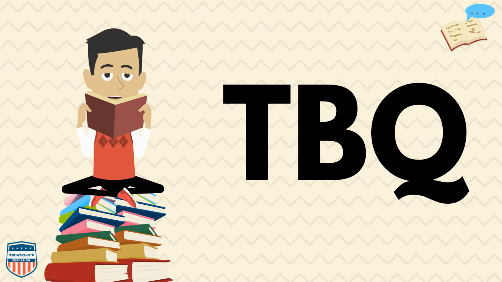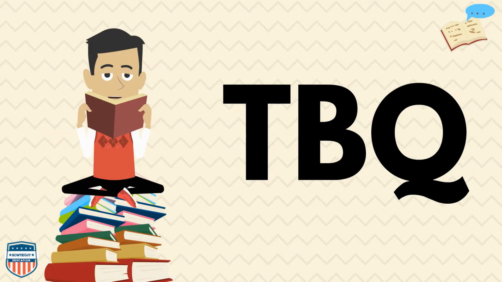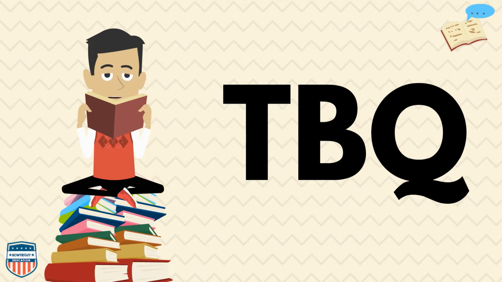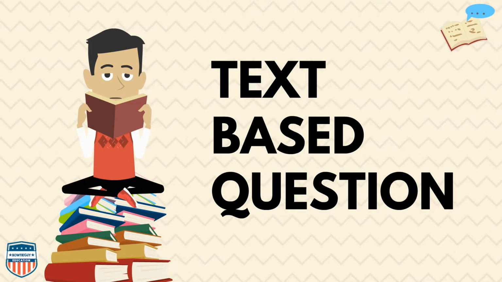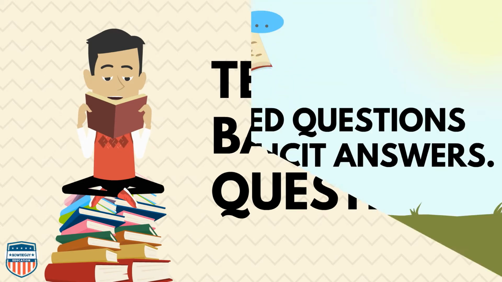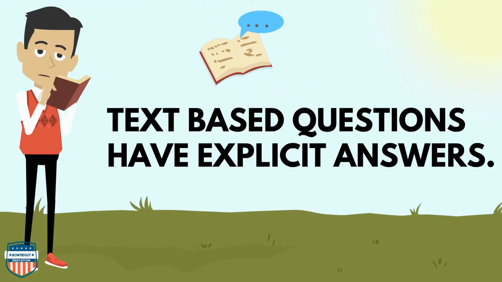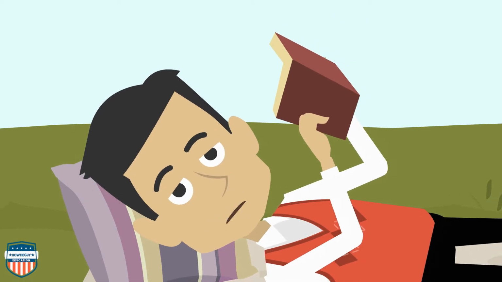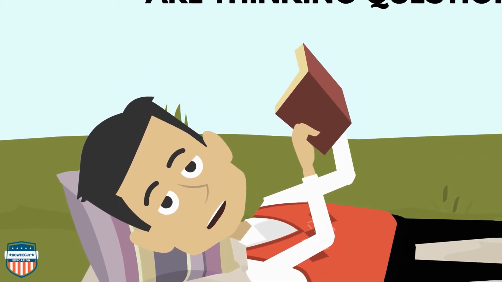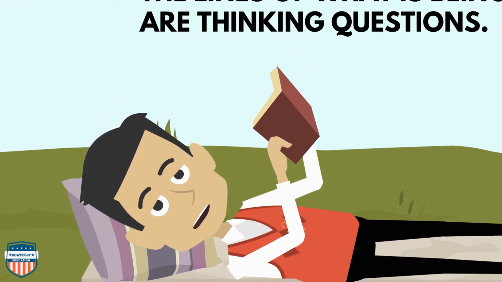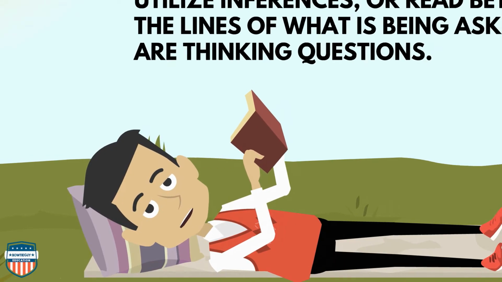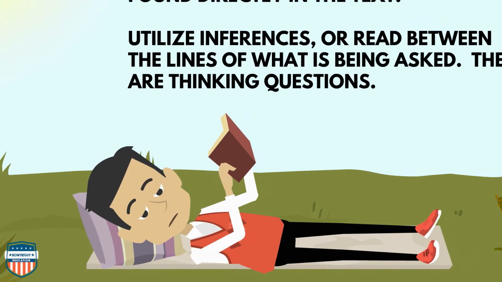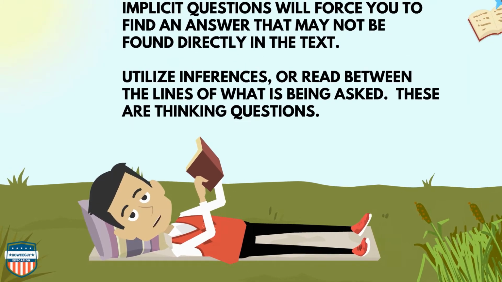Oh man, we almost forgot about the TBQ. Barbecue? No, TBQ, text-based question. A text-based question is a question that has an answer that is explicitly found in the text. That means that you can find evidence or the specific answer directly written in the author's text. Implicit questions will force you to find an answer that may not be found directly in the text. Utilize inferences or read between the lines of what is being asked. These are thinking questions. You might have to think a little bit.